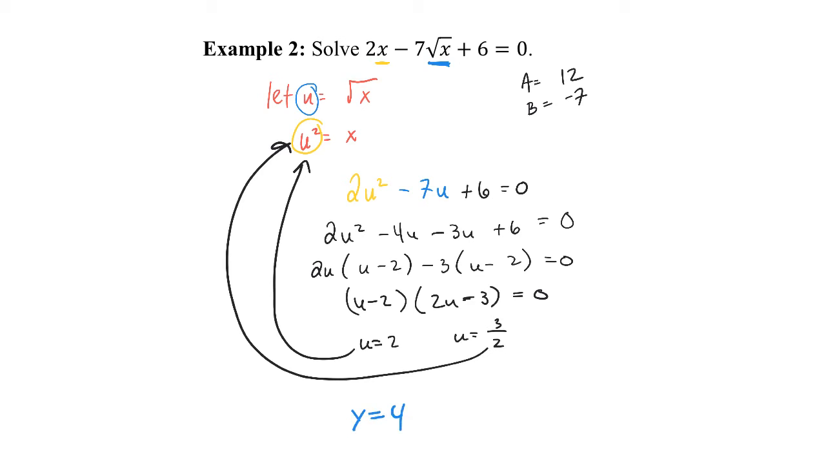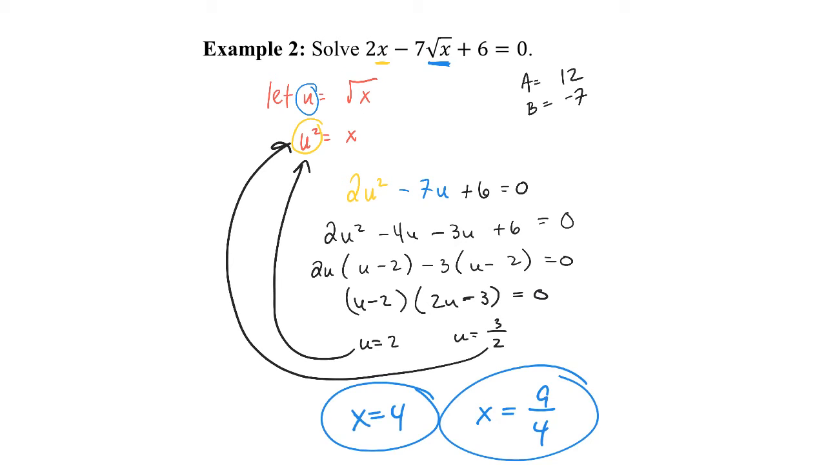So this gives me x equals 4 for the first one. And for the second one, if I square 3/2, I get 9/4. Question is, do both of them work? How will I know if both of them work? What do I have to do with my answers?